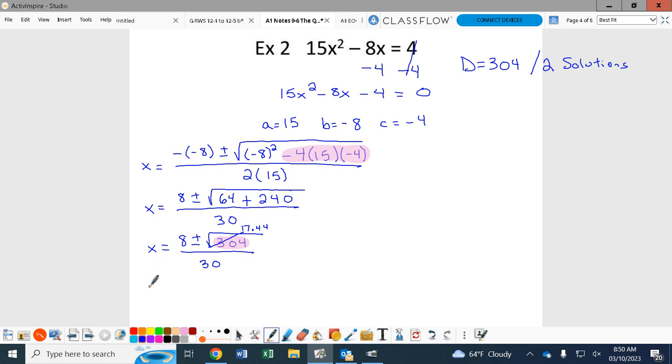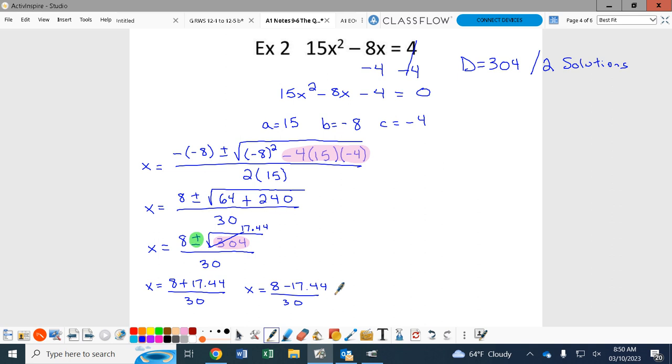So, guys, 17.44, which means we take it and we set up 2 cases. Why do we set up 2 cases? Because you have right here a plus or a minus. So we need the positive case and the negative case. We need x equals 8 plus 17.44, all divided by 30. And we need x equals 8 minus 17.44, all divided by 30. Just on setting up those 2 problems, does anybody have a question where those came from?